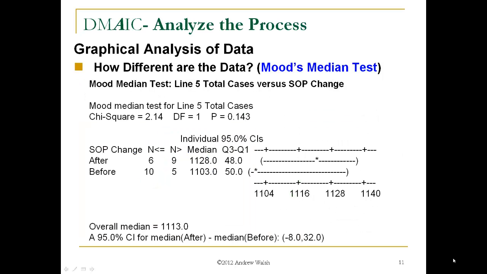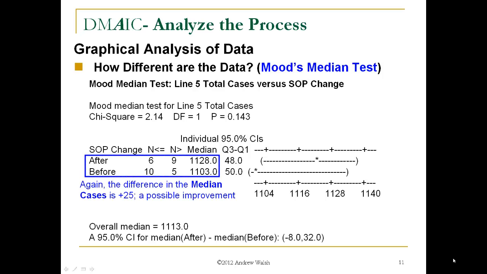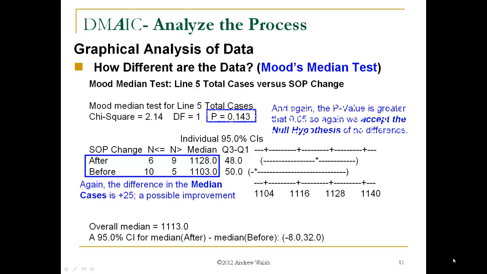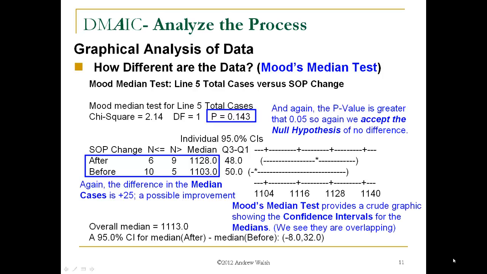So here we run the Moods median test with the line 5 total cases versus the SOP change. Again, the difference in the median cases is plus 25, a possible improvement. But again, the p-value is greater than 0.05, so again, we accept the null hypothesis that there is no difference. Moods median test provides a crude graphic showing the confidence intervals for the medians, and we see that they are overlapping. Once again, it's always good to run graphical analyses first to take a look at what the data is saying to you, and then back that up with the statistical analysis.